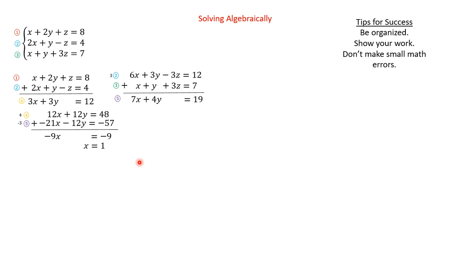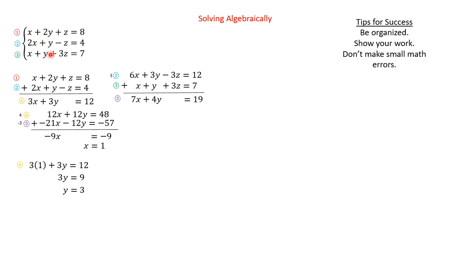We need to now plug this in to either equation 4 or 5. I wouldn't use these guys because they're just bigger. Let's plug it into equation 4. That one looks a lot nicer. So when we do that, we'll have 3 times 1 plus 3y equals 12. 3 times 1 is just 3, so we can subtract. So 3y equals 9. Divide by 3. y equals 3.